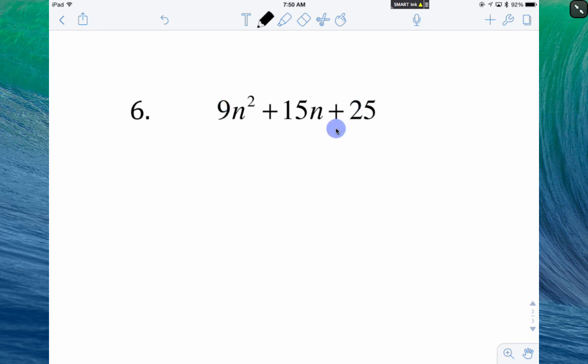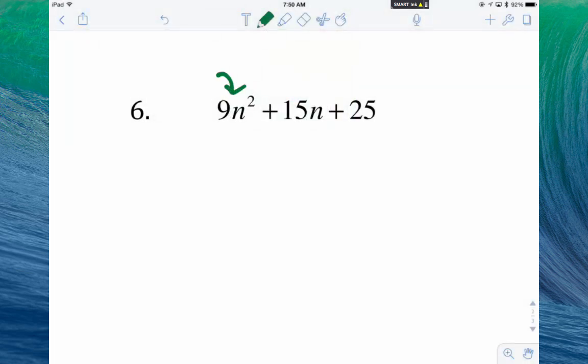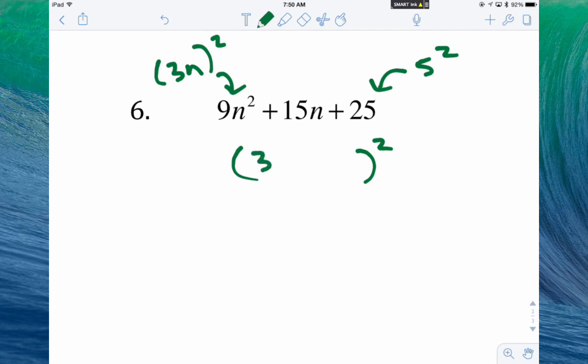Hopefully it's a perfect square trinomial, so let's do some investigation. Ooh, our first term is a perfect square. That is (3n) squared. Our last term is a perfect square. It's 5 squared. So if this is a perfect square, then it would be (3n + 5) squared. That's a big if, though.